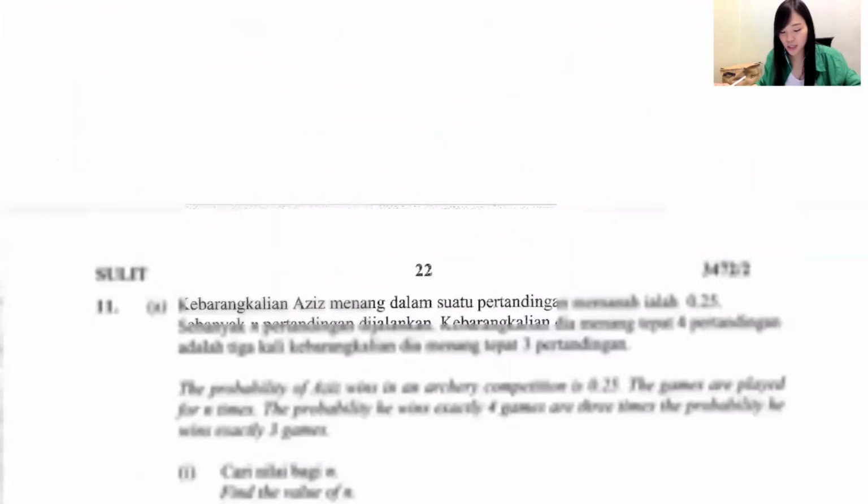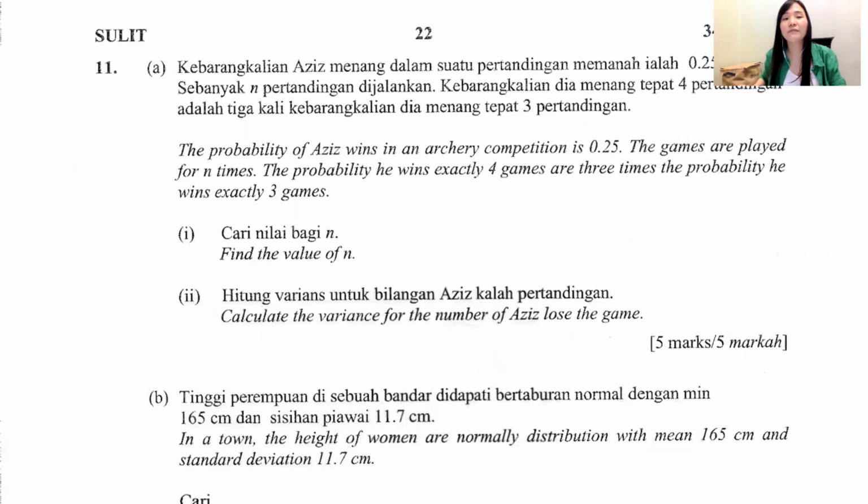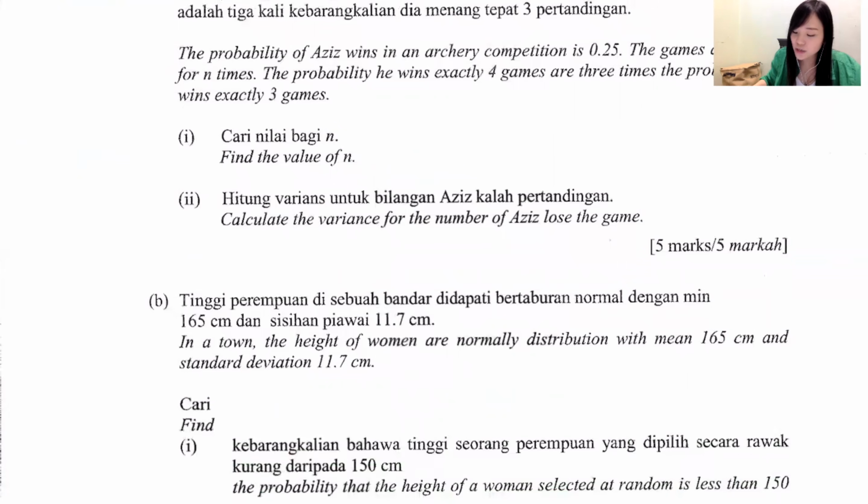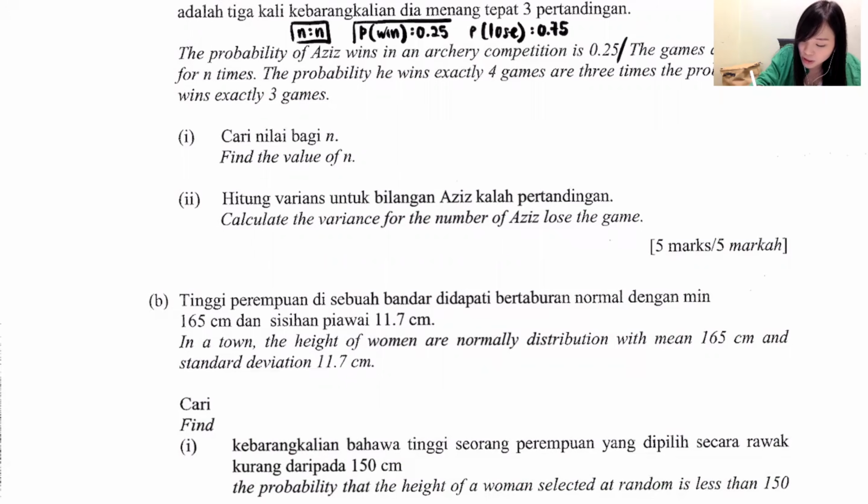Let's go. Question 11. Okay, 11A, they say the probability of Aziz wins an archery competition is 0.25. So from here, I know the probability he wins is 0.25. Then you should be able to write the probability for him to lose. It will be 0.75, because total probability is always 1. Next, the game is played for n times. So the game is played for n times, you know the n, you don't know how much it is.